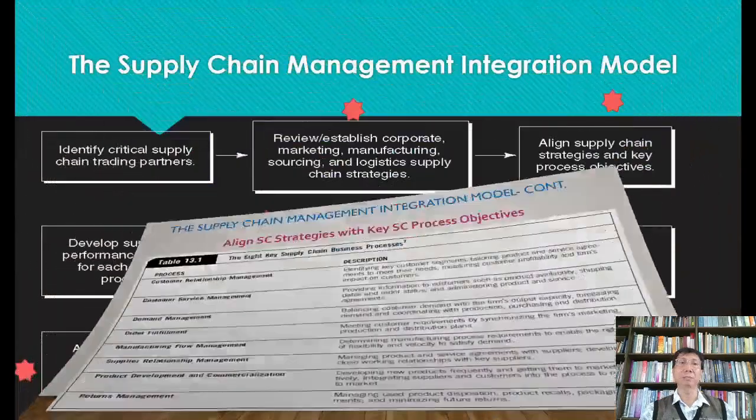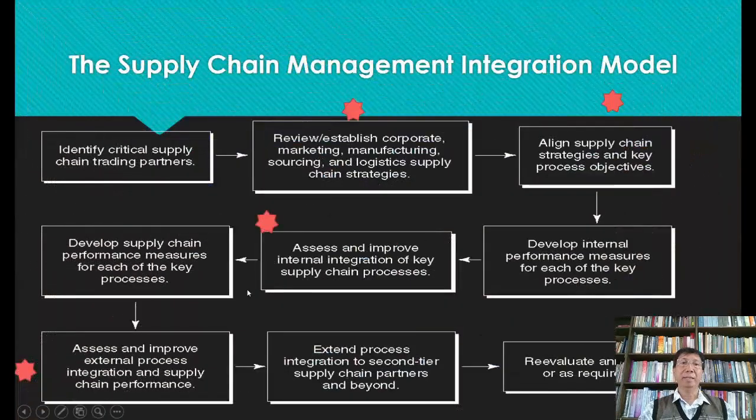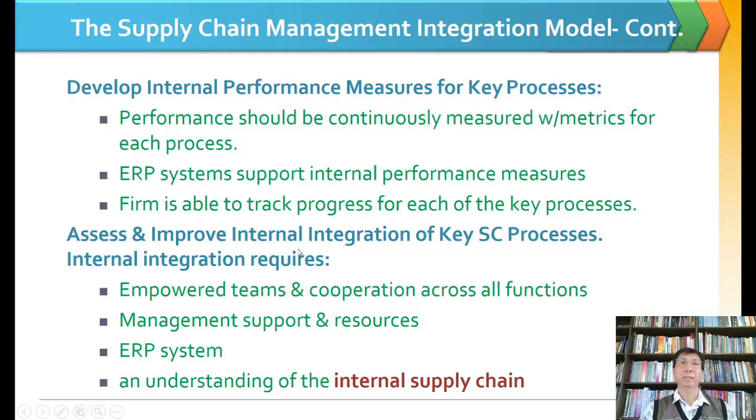We go back to the model. Next, after we align the supply chain strategy, we go to develop internal performance measures for each of the key processes, and after that, assess and improve internal integration of key supply chain processes. We look at the detail. Okay. First, develop internal performance measures for the key process.